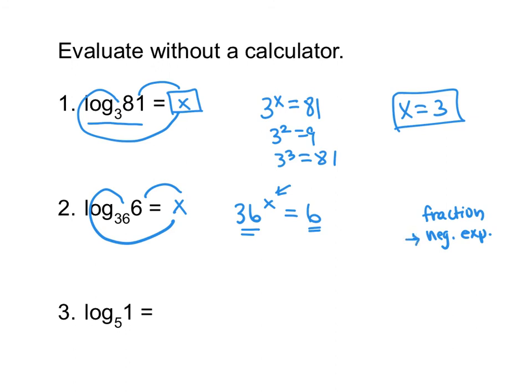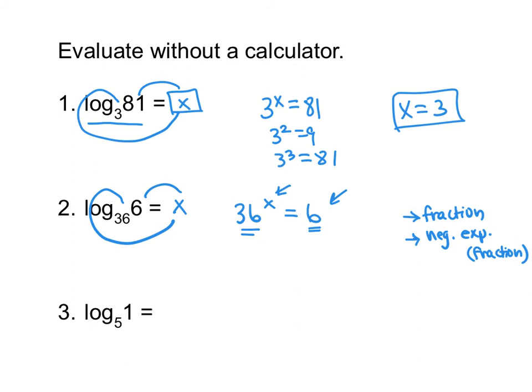Well, I know a negative exponent creates a fraction. Okay, so if a negative exponent creates a fraction and I don't have a fraction here, that's probably not what I'm looking for. Instead, what I probably am looking for is a fraction, because remember, a fraction ends up being a radical.